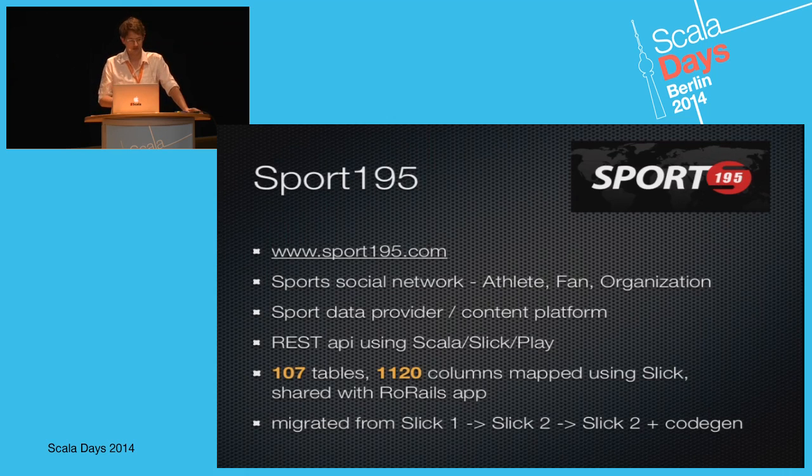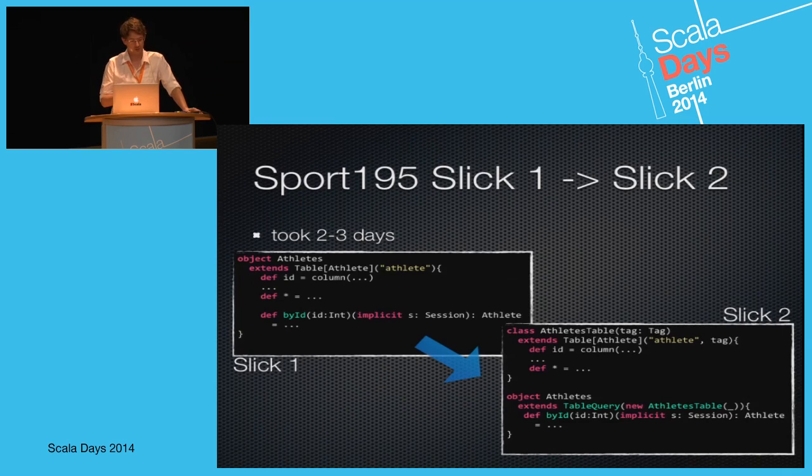And they have a REST API that is built on Scala, Slick, and Play. And they have lots of tables, and 107 of these tables with like 1,120 columns are actually mapped using Slick. And it's also shared with the Ruby on Rails legacy app. And what I did first is I migrated from Slick 1 to Slick 2, and then from just plain handwritten Slick 2 to Slick 2 with CodeGen. The migration from Slick 1 to Slick 2 took basically 2 or 3 days, and the main thing is you kind of have to split up the old top-level class table objects and separate them this way.